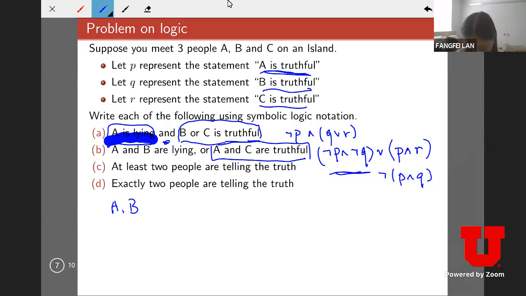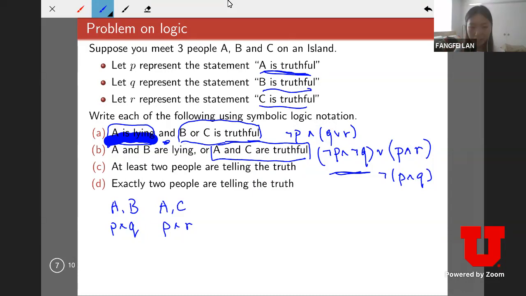So we're gonna write P and Q to represent A and B are truthful. So A is truthful and B is truthful. But then there are other possibilities such as A and C are truthful. So how do we write that? Same thing, right? We're gonna write P and R. So that means A is truthful and C is truthful.